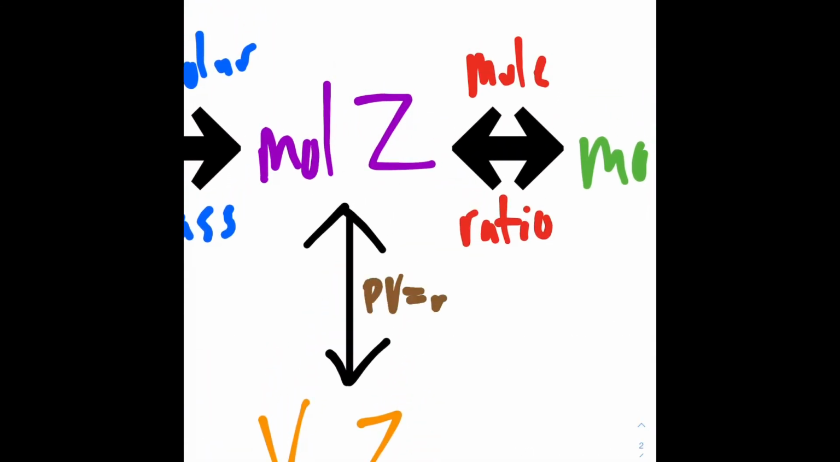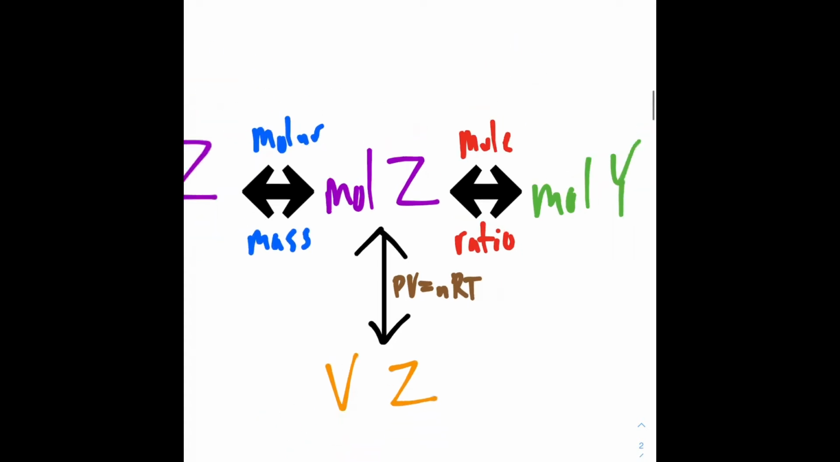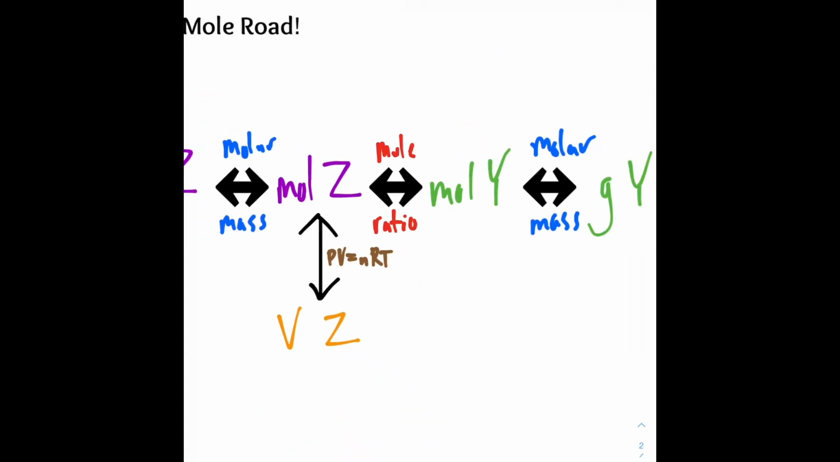PV equals nRT. And we can do that with a different substance as well, like Y. We could convert moles of Y to a volume of Y.